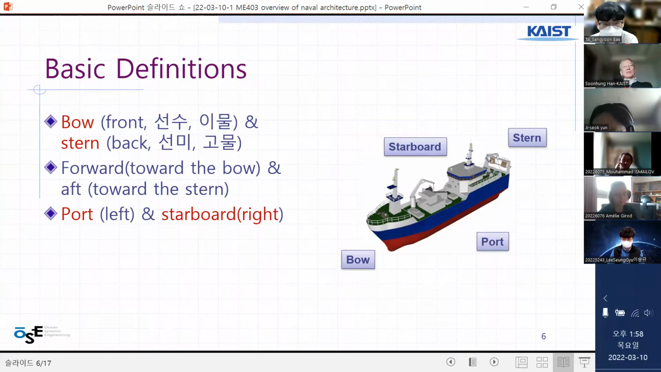And basic wording, something like bow and stern, is very special. You can see from the right-hand side, the positioning names. Bow is the front part of the ship. Stern is the back part of the ship. And port side and starboard side: the left-hand side of the ship has the special name of port side. And the right-hand side we call the starboard side. Any ship. So it's a given name.